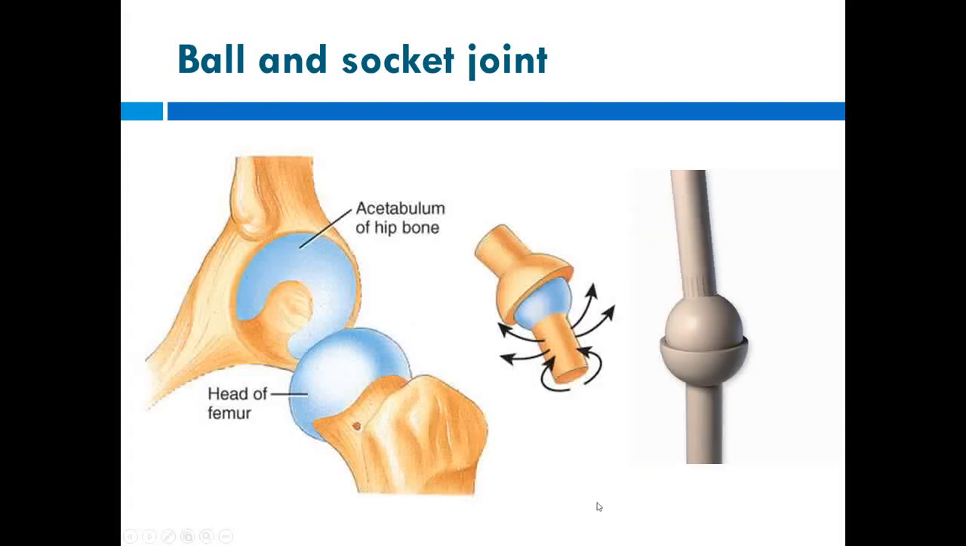We can see over here, this is the hip joint, this is the acetabulum of the hip bone, and this is the head of the femur, which is the ball. The socket is the acetabulum of the hip bone. So the movement can be in various degrees and various directions. We can see over here, this is the ball and this is the socket. The movement is happening in all directions.